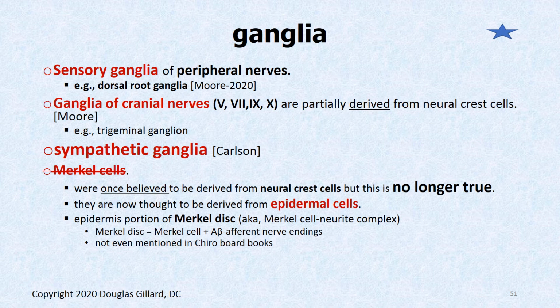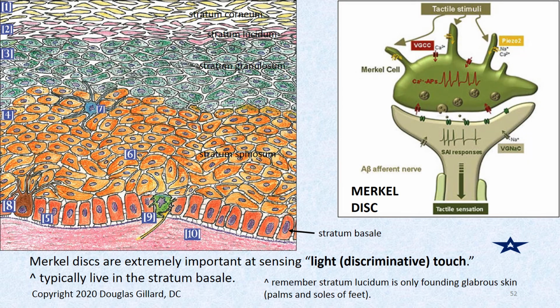But then Merkel cells are part of something called the Merkel disc, AKA Merkel cell neurite complex. If you haven't studied this yet, it's an important structure. So let's take a look at it. So here's a Merkel disc. Let's get the big picture first. So here's a cross-section of your skin.